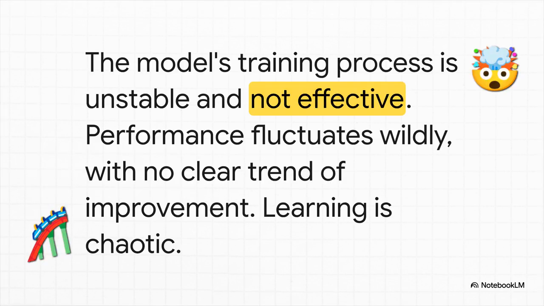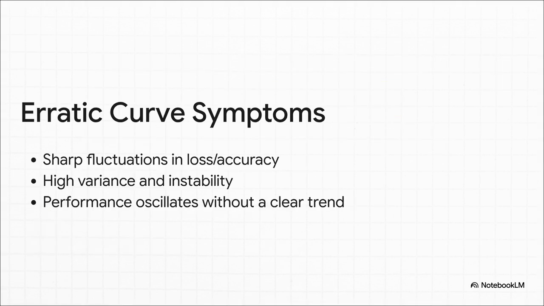And our final patient is the one with erratic, unstable learning curves. You'll know this one when you see it. The training process isn't smooth at all. It's chaotic. The curves look like a seismograph during an earthquake. They're just all over the place. Yep, you'll spot this immediately. The loss and accuracy curves will be super noisy with these sharp spikes and deep drops. There's no clear, steady trend of improvement. This is almost always a sign that your learning rate is too high.